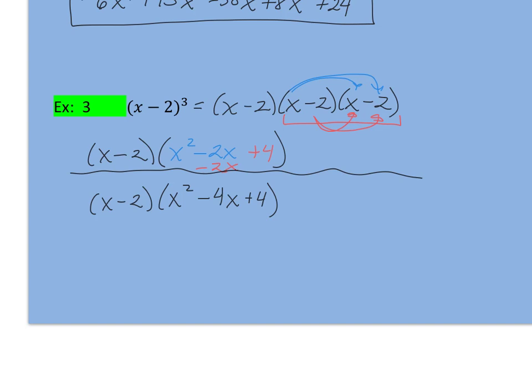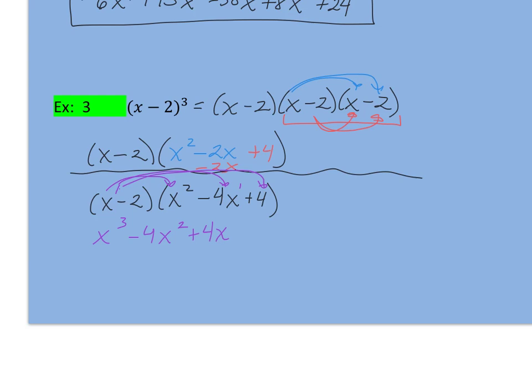So my first distribution, I'm going to use a different color. So I'm going to use x times x squared. So remember that's x to the first. So add those exponents, you get x cubed. The coefficient in front of x is a 1. So 1 times negative 4 is negative 4. X to the first times x to the first, add those exponents, you get x squared. Finally, you've got a 1 times 4 gives you a positive 4. X times no x gives you an x to the first.